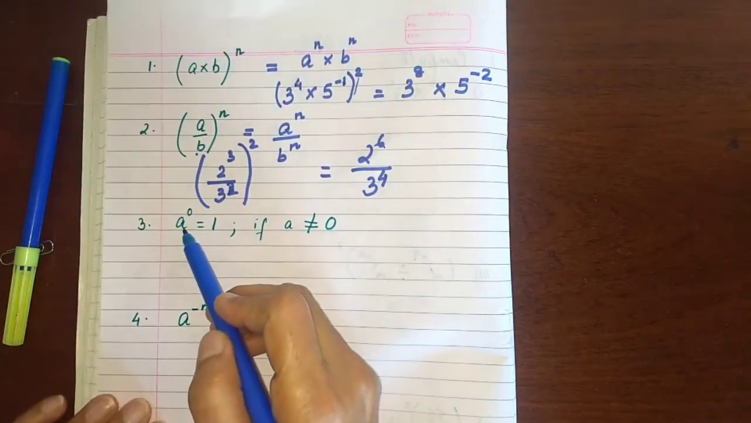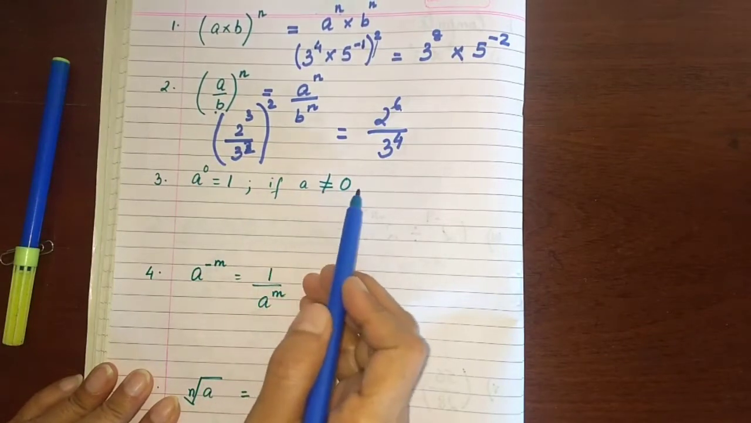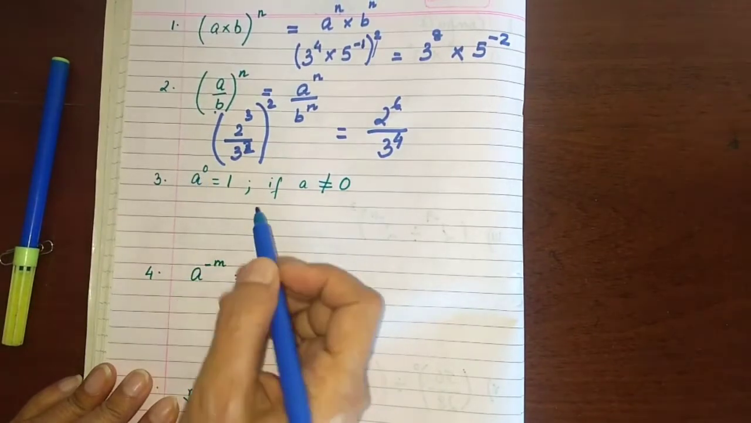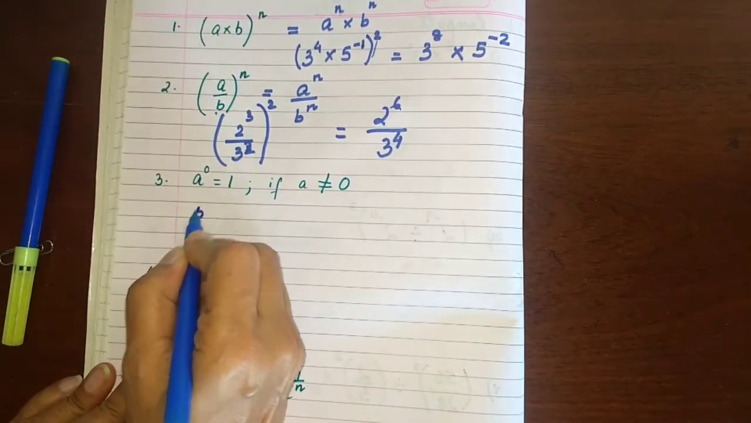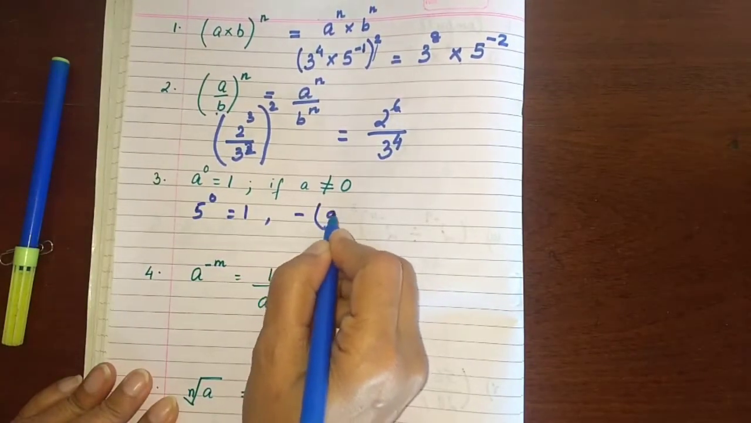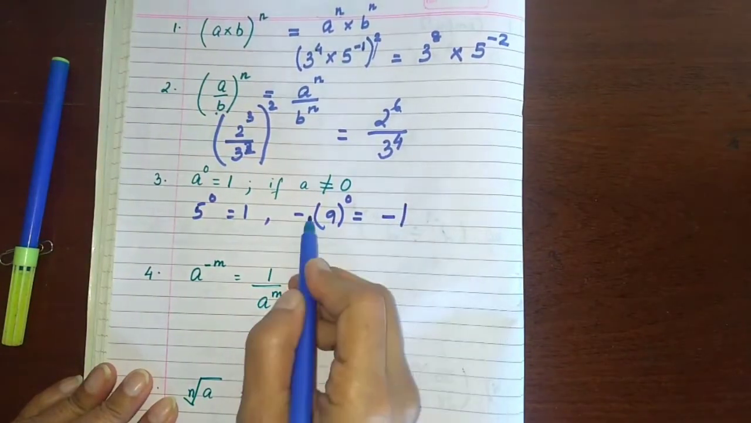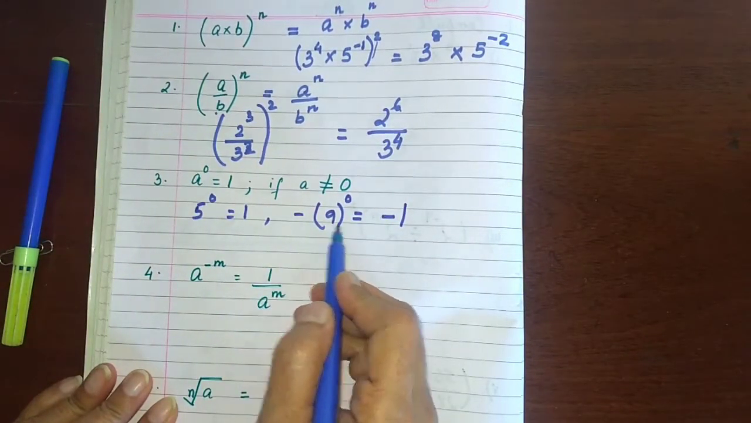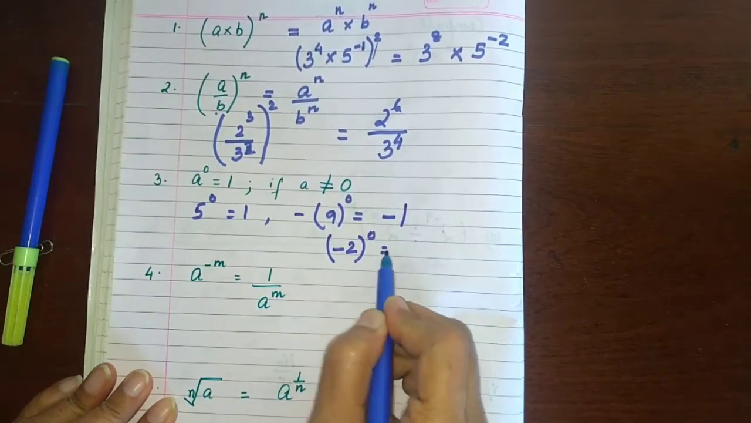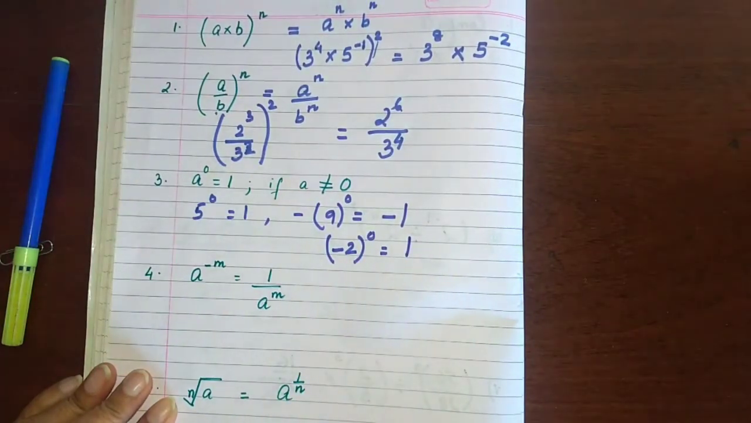Another example is a raised to the power 0 is equal to 1, if a is not equal to 0. It means any number raised to the power 0 is 1. So if it is 5 to the power 0, it is equal to 1. If it is minus of 9 to the power 0, then it will be equal to minus 1 because this minus sign is outside the bracket. Same if you take minus 2 whole raised to the power 0, this will be 1 because this entire number is raised to the power 0.